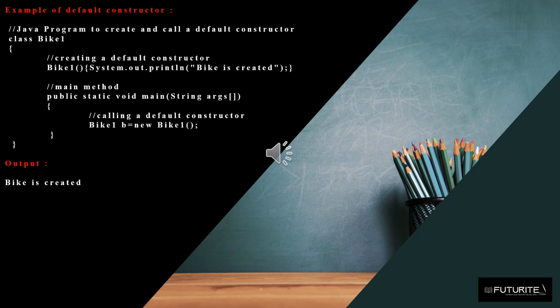So as soon as you use the new keyword, this bike1 constructor is called by default, which has no parameters. So the constructor is being called and the bike is created, because in the constructor we have written that this specific job will be performed, that in the runtime console the bike is created string will be printed. So the output is bike is created.